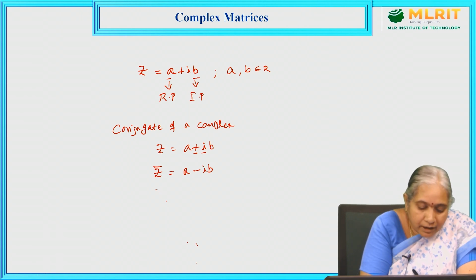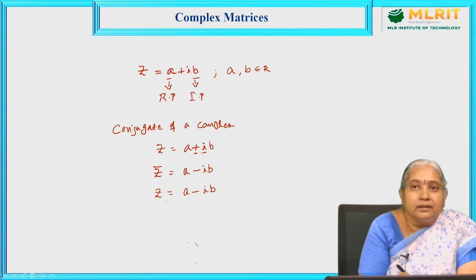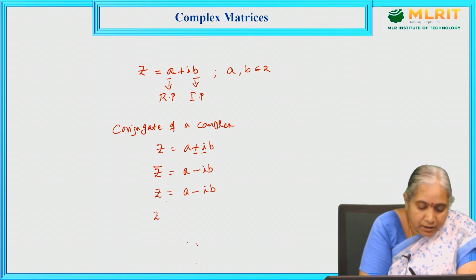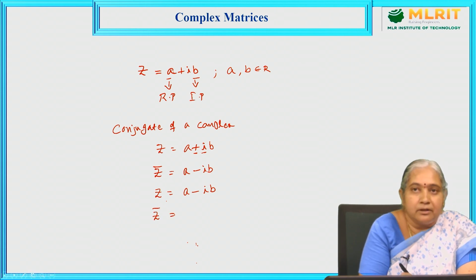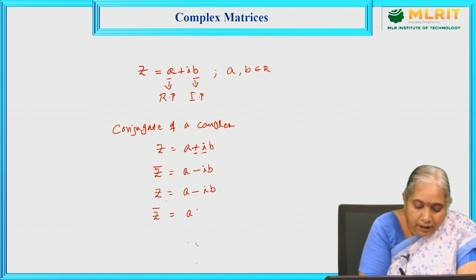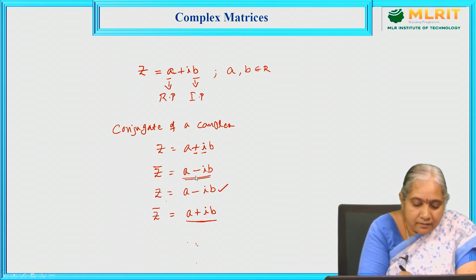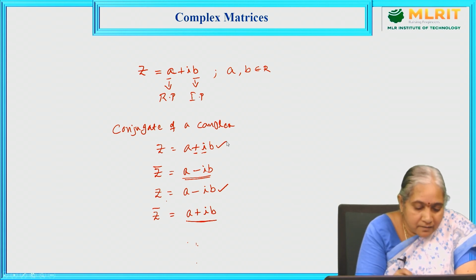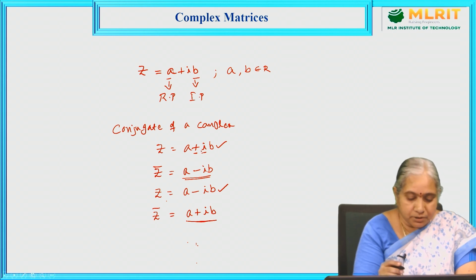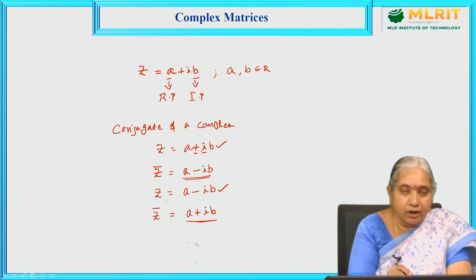Suppose the given complex number Z is equal to A minus IB, then the conjugate is Z bar equal to A plus IB. That means A plus IB is the conjugate of the complex number A minus IB, and A minus IB is the conjugate of the complex number A plus IB. Just change the sign of the imaginary part. That is the conjugate of a complex number.